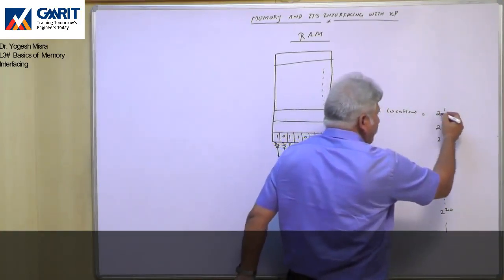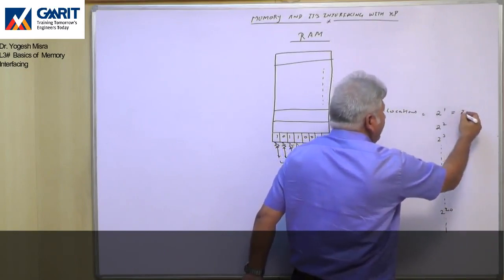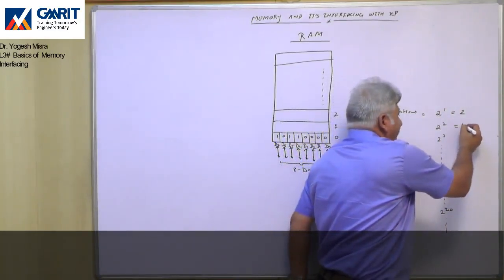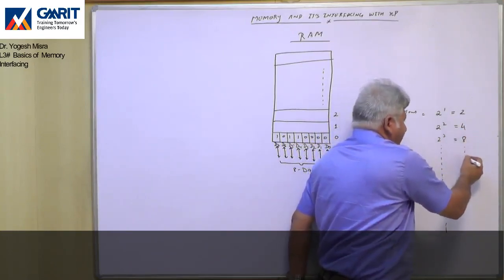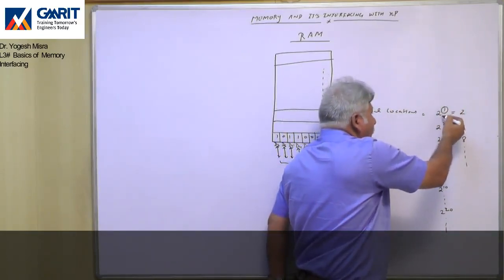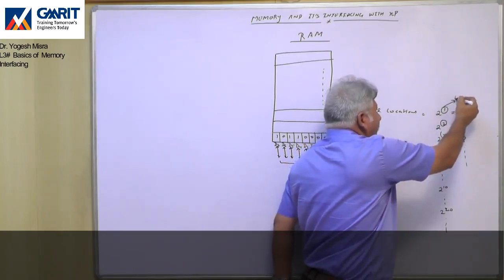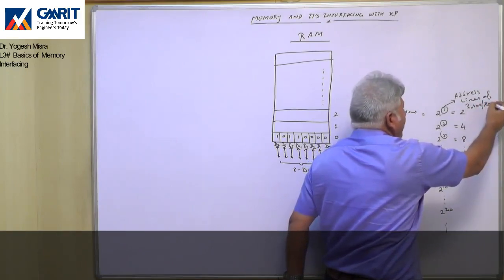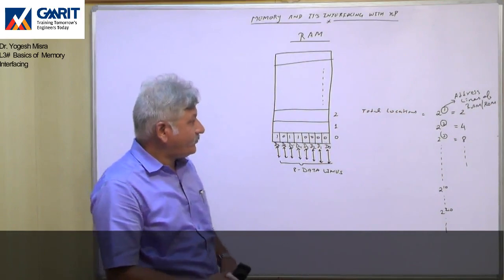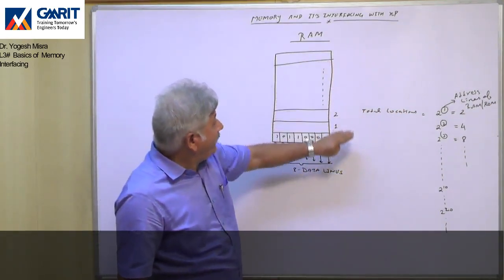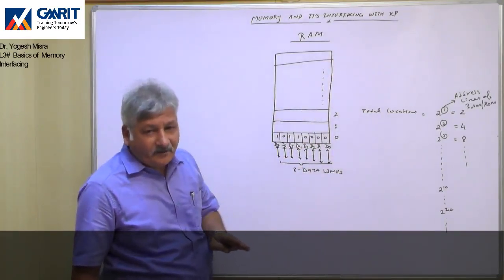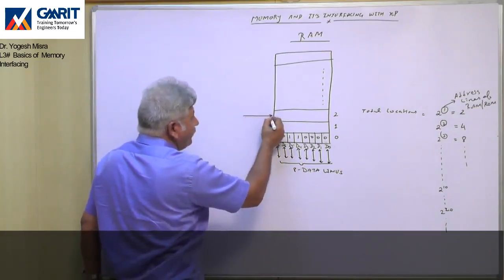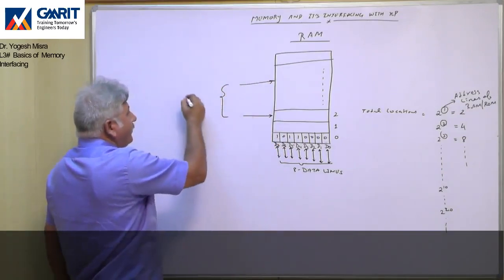So, if it is 2 raised to the power 1, this means the total number of locations in the memory will be 2. If the memory locations are 2 raised to the power 2, this means total locations are 4. 2 raised to the power 3, 8, like this. Right? Here, this power is the number of address lines of your RAM or ROM. The same concept is applicable to ROM also. So the total number of locations is decided by the address lines, right? Let us take one example. Suppose this memory has a total of 10 address lines.